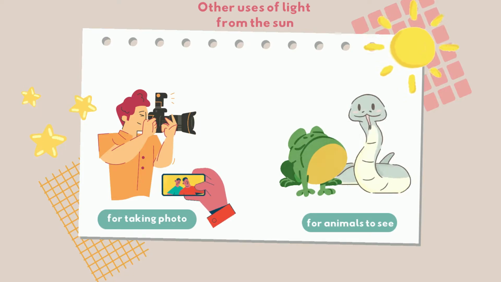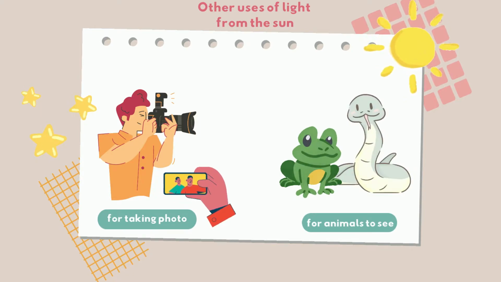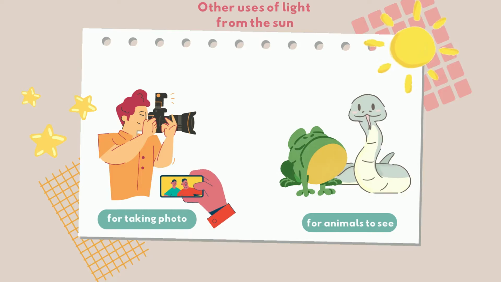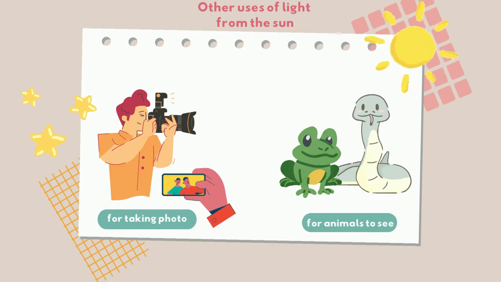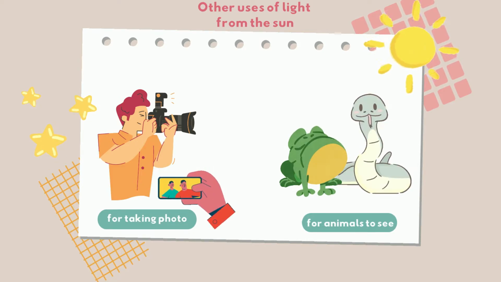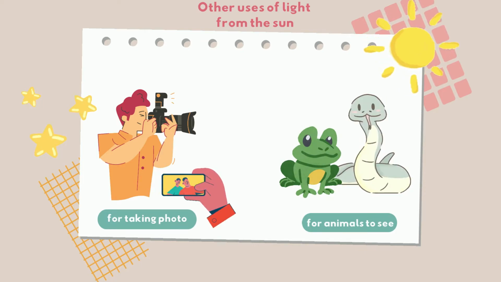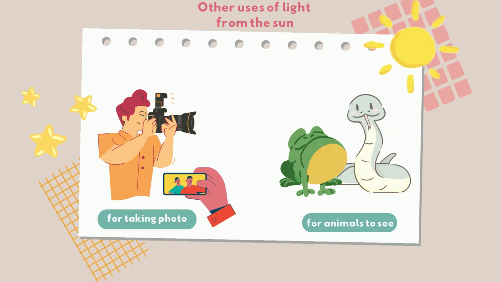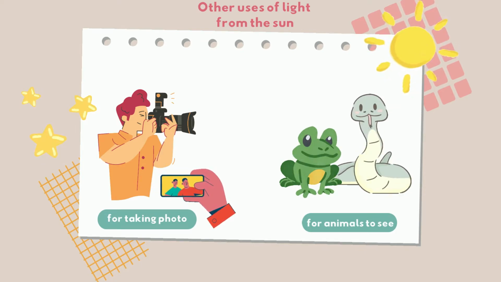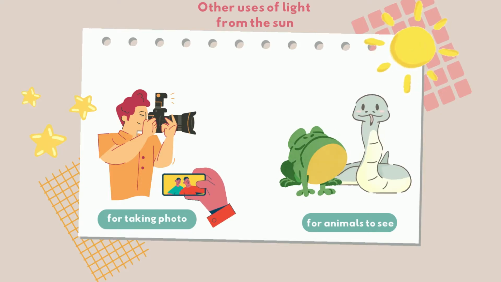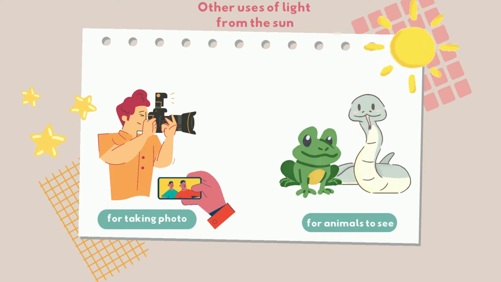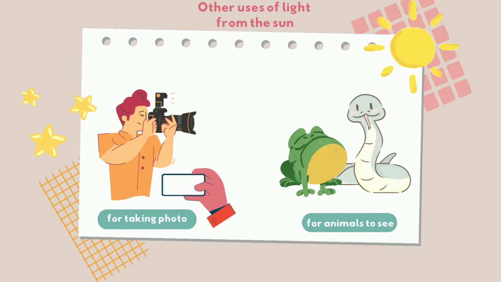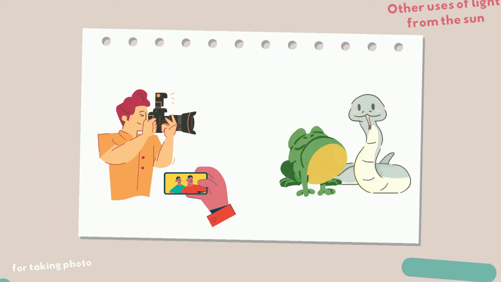Next, it's for animals to see. Like people, most animals need light from the sun to help them see during the day. Seeing helps animals to move from place to place and look for food. It also warns them of danger.